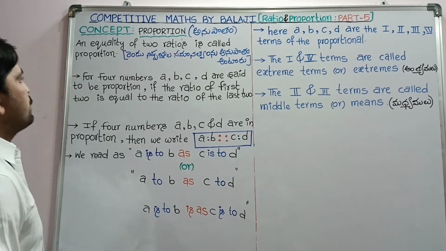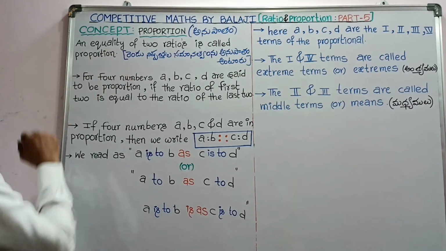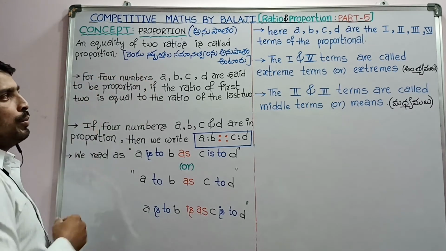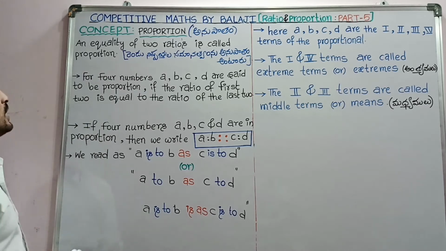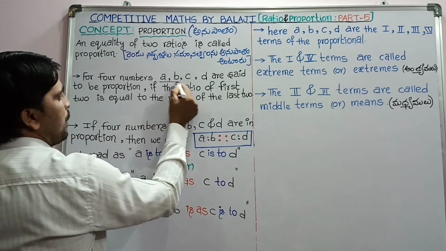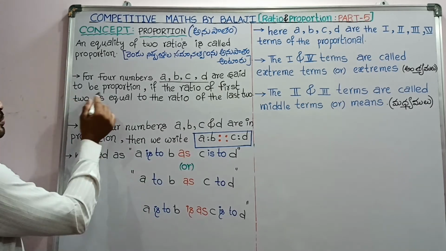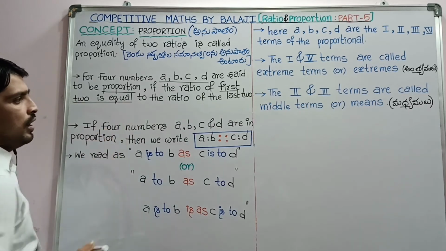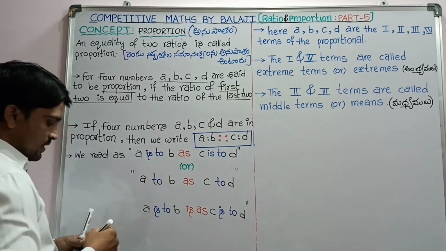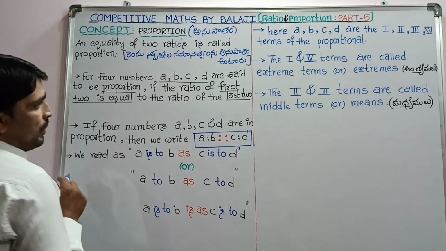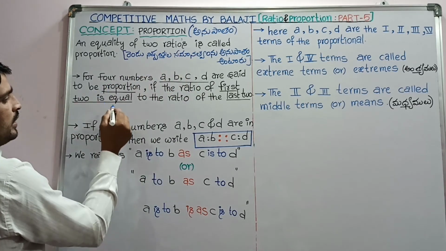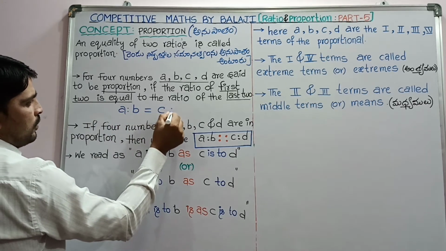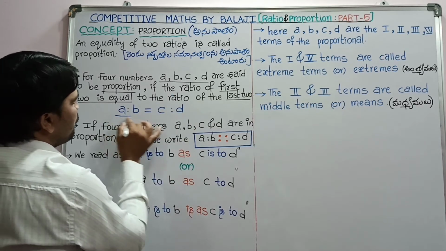What is proportion? An equality of two ratios is called proportion. Simply, రెండు నిష్పత్తుల సమానత్వంను అనుపాతం అంటాం. For example, 4 numbers A, B, C, D are said to be in proportion if the ratio of the first two is equal to the ratio of the last two. If the four numbers are in proportion, then the ratio of the first two must be equal to the ratio of the last two. This is called proportion.